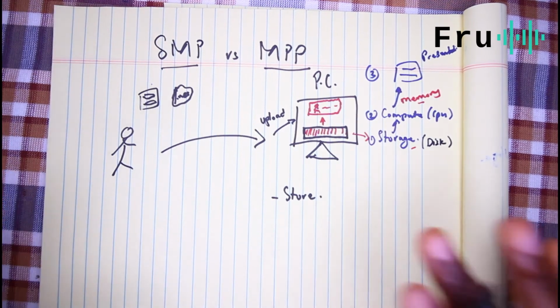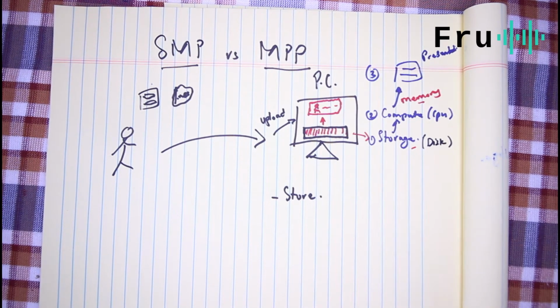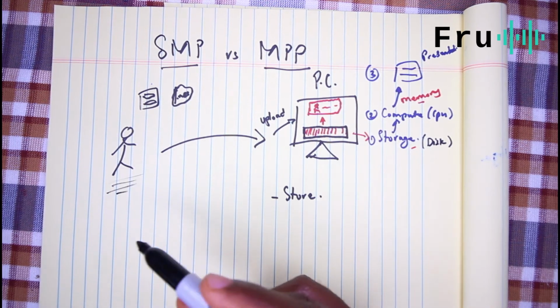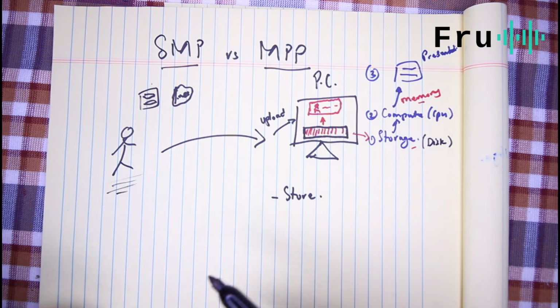So this is just a very simple example for us to build the foundation of where we're going. We need three things: storage, memory, and CPU. And for one individual, that works, right? That would work for you if you're just working on your PC and storing files. You can get away with this.